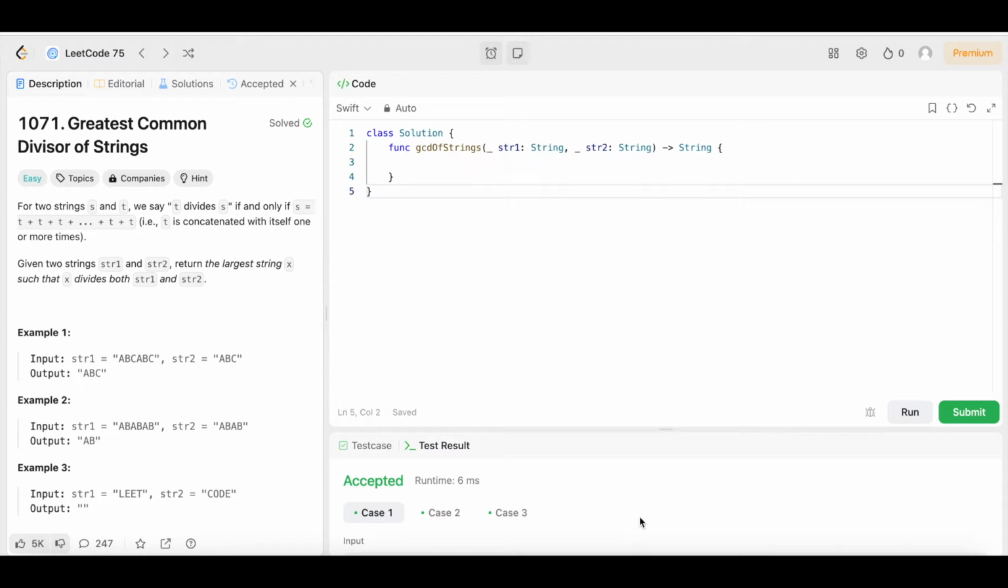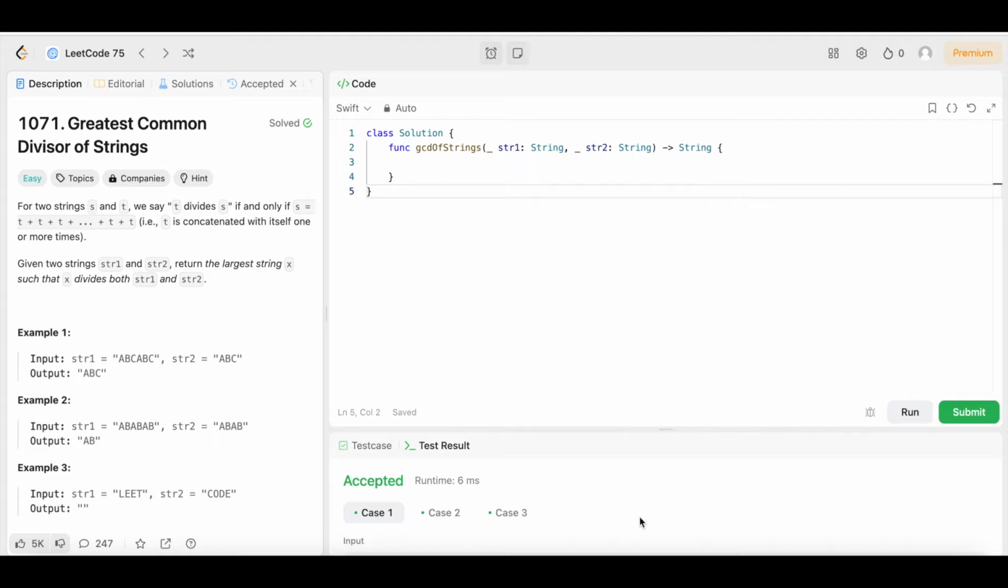It says for two strings S and T, we say T divides S if and only if S equals T plus T plus T, i.e. T is concatenated with itself one or more times. Given two strings str1 and str2, return the largest string x such that x divides both str1 and str2. Now, if you don't understand what that means, let's look at the example so we can get a better idea of what they want us to do.